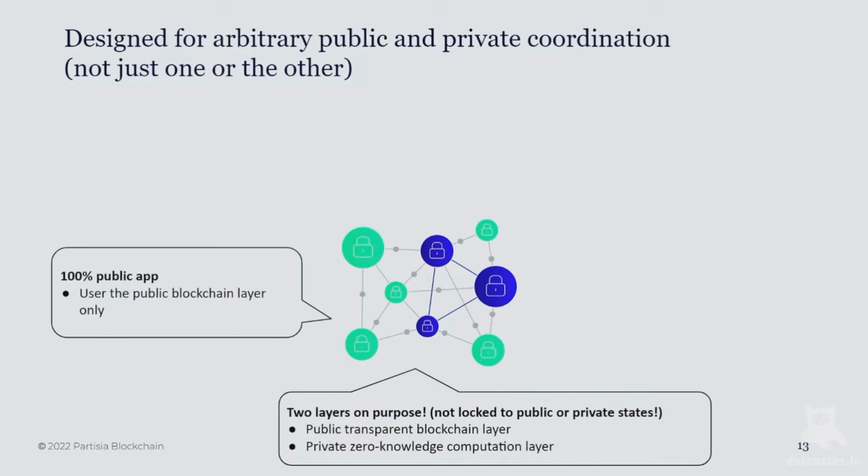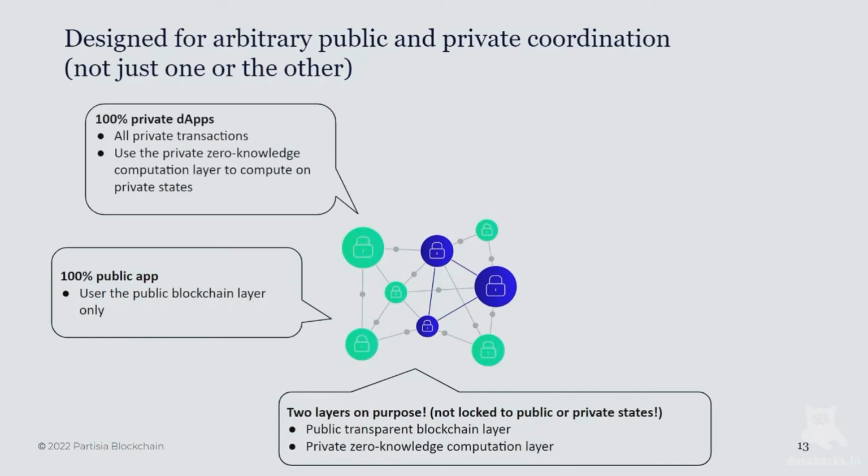So you can have a 100% public application where everything is public, and the whole state is visible on the blockchain, and all transactions are visible with the information about who sent them and what they sent and what the result was of running the public application. Maybe you want to do 100% private applications where every transaction is private, and where you use the private zero-knowledge computation layer to compute on private data.